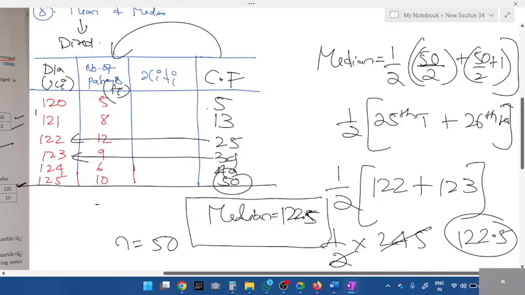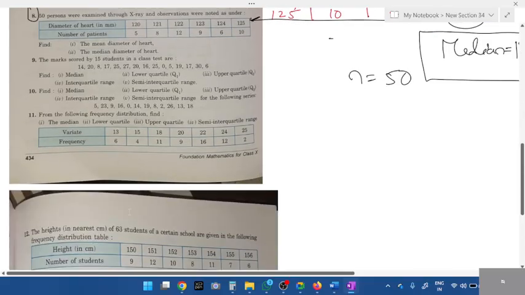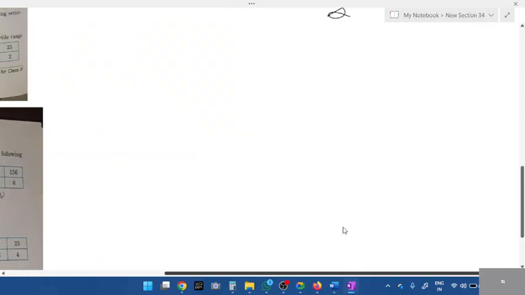Is it clear, all of you? 122.5. Any doubts, students? Any doubts in the median chapter, this exercise? So far, whatever we solved, everything clear? Okay. So the eighth one is what we solved. It is a combination of both mean and median. Ninth one onwards, we'll do it tomorrow. We'll complete and try the next exercise.